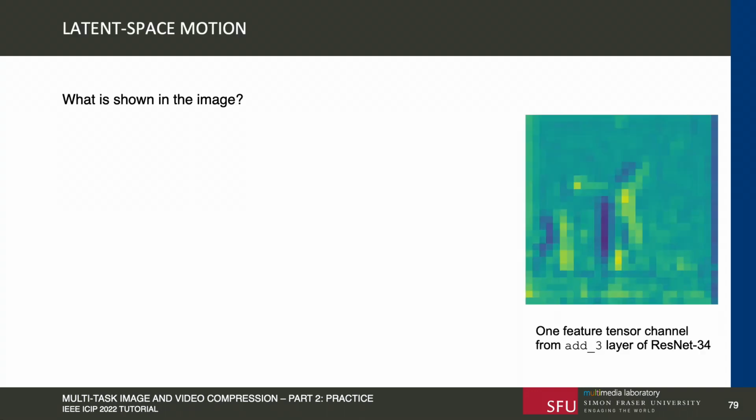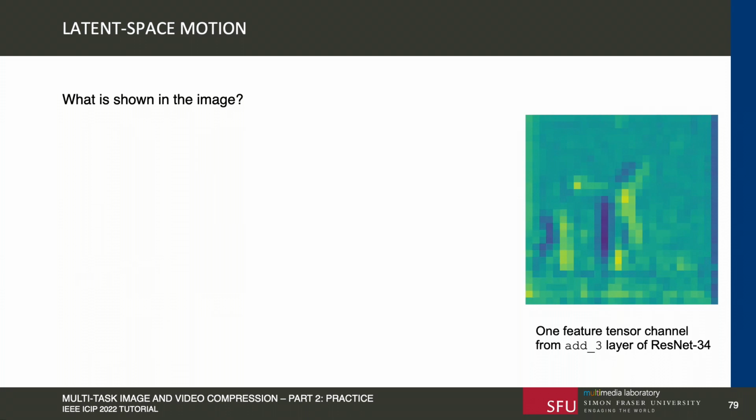In multitask video compression, we saw that it's important to code video features. And when it comes to coding video features, a natural question is what happens with the motion in the feature space. So that's what I'd like to talk about next, the latent space motion.